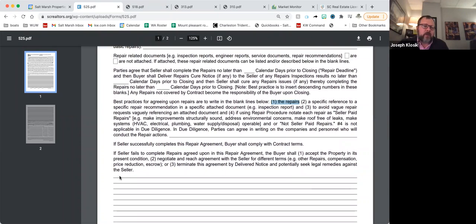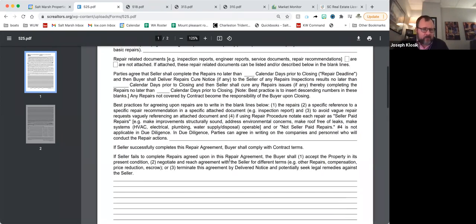Door jamb in master bedroom needs to be repaired, and then in parentheses, see section 1.2. Number 2, leak in guest bathroom needs to be repaired, see section blank. So just put the list in here and then reference the attached one.